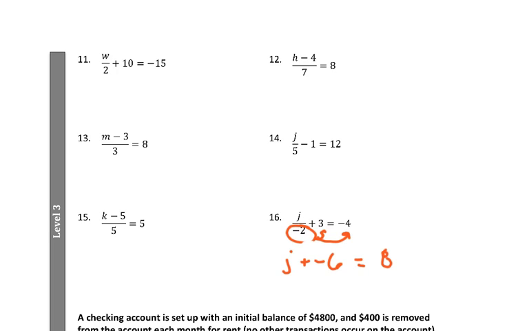But for the last several videos I've talked about, if you are confused by the plus negative 6, we can just say that that's j minus 6. And then we can add a 6 to both sides. And then that goes away, and we're left with j equals 14 once again.